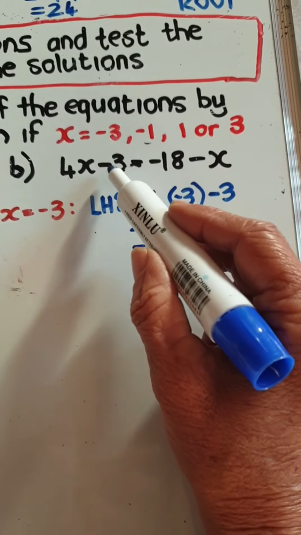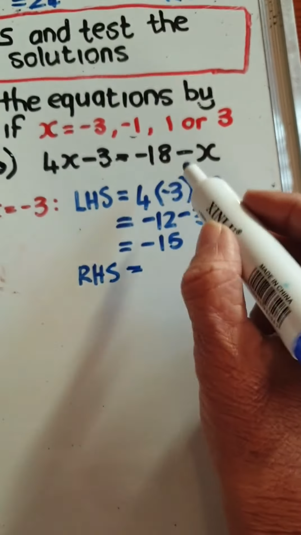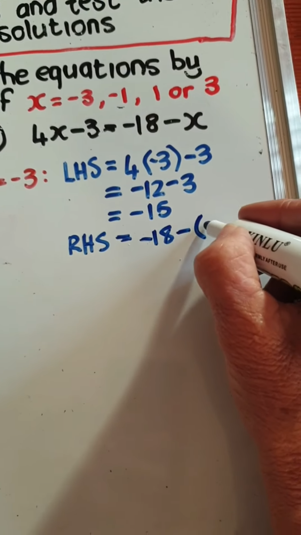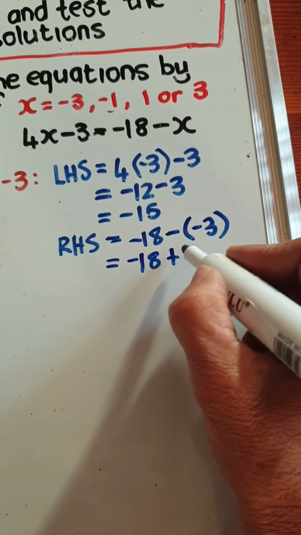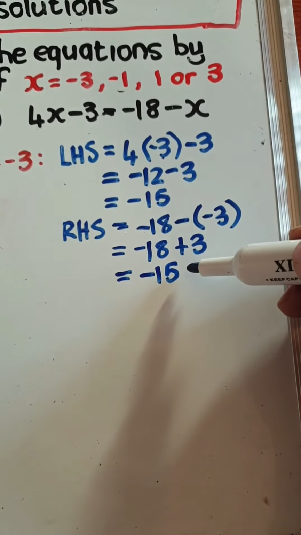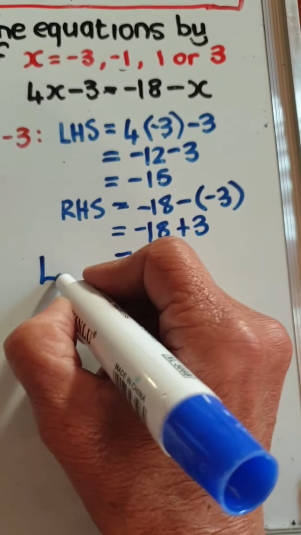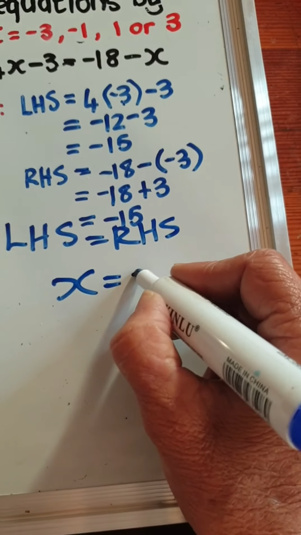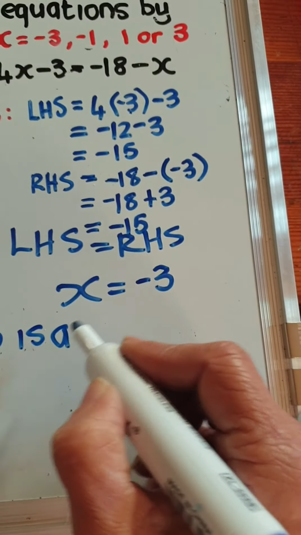So I know what the value on the left-hand side is going to be. So what happens on the right-hand side? If I substitute the x into the right-hand side, I have negative 18, and I subtract negative 3. So that is going to give me negative 18 plus 3, which is going to give me negative 15. Can you see that the left-hand side is equal to the right-hand side? Therefore, I've found my solution very quickly now. Therefore, I can say that the left-hand side equals the right-hand side for x equal to negative 3, and that negative 3 is a root of the equation.